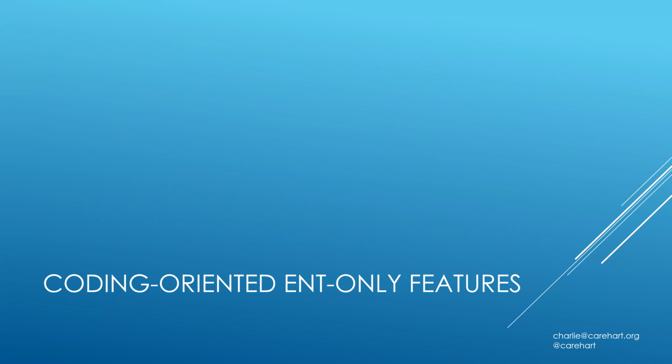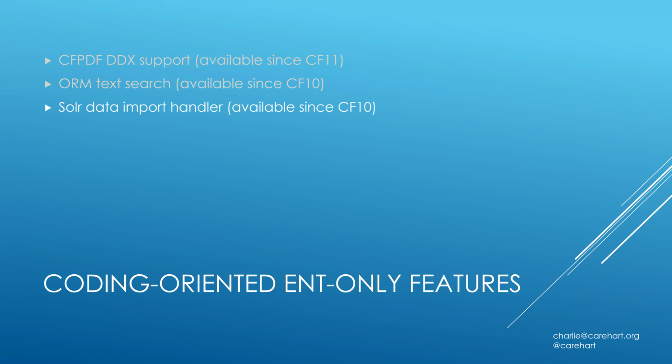So I'm trying to list to you guys, for those who think there's only a couple differences, there's a lot. Let's keep going. There's PDF DDX support in the CFPDF tag that was added in CF11. That's only enterprise. There's ORM text search for those that use ORM, the ability to do text searching against ORM, and that's available since CF10. Solr, if you do Solr, that's a text search engine built into CF9 and above. There's particularly their data import handler that facilitates getting stuff into it. You can still get stuff into it through CF Index and the admin, but there's a particular thing called the data import handler that's available since CF10.